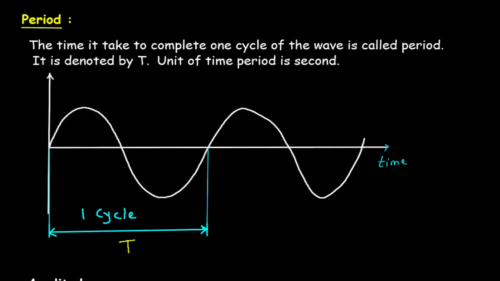Then next is period or time period. The time it takes to complete one cycle of the wave is called period. It is denoted by capital T. Unit of time period is second. Now here we can see how much time it takes to complete one cycle is called time period, and it is represented by capital T. And the unit of time period is second.